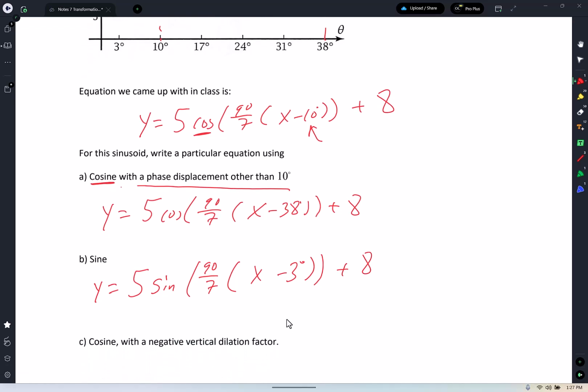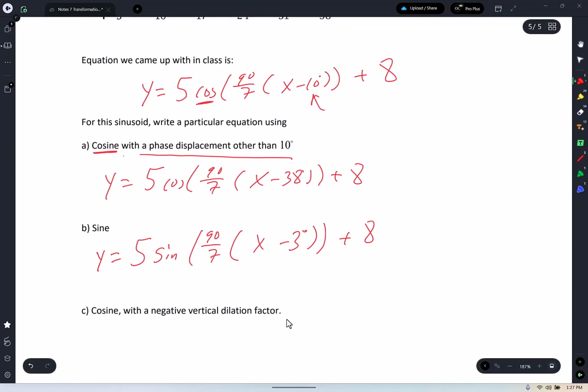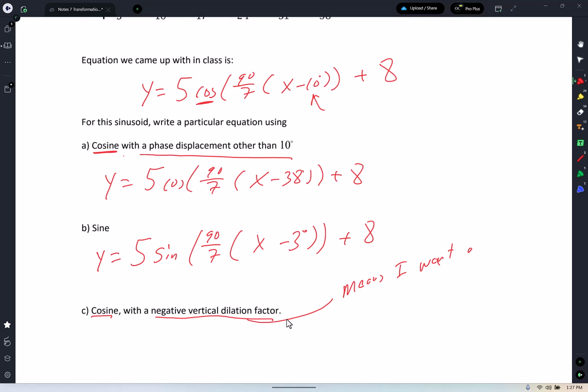All right, so on this one, first let's talk about what this even means, because I think sometimes you guys get confused. It wants cosine with a negative vertical dilation. What does that mean? A negative in the front. There's no such thing as negative amplitude, but they're saying that you want a negative in the front.